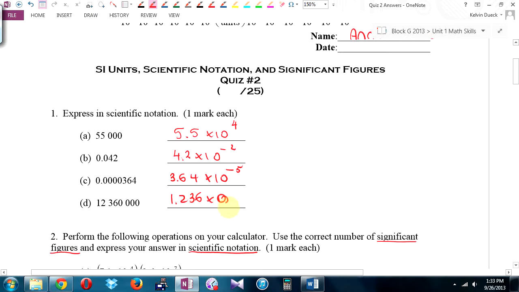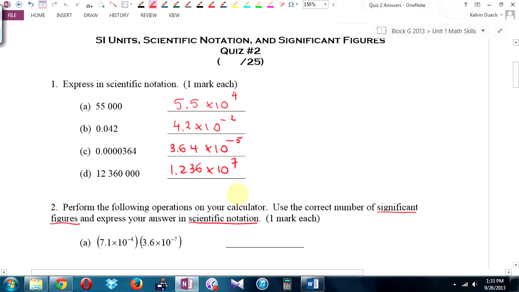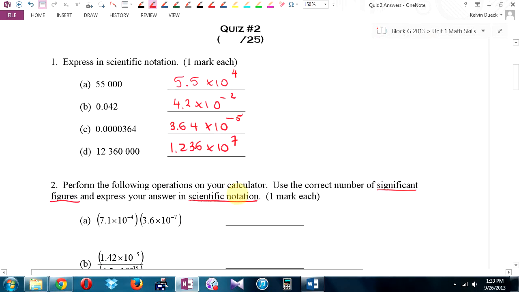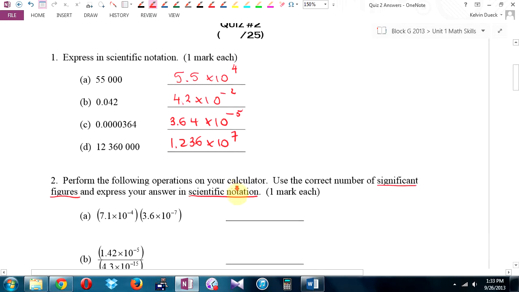1.236 times 10 to the 7th. 1 mark each, all or nothing. Gonna be a little fussy. Means if you got the exponent wrong, sorry, too bad, so sad.